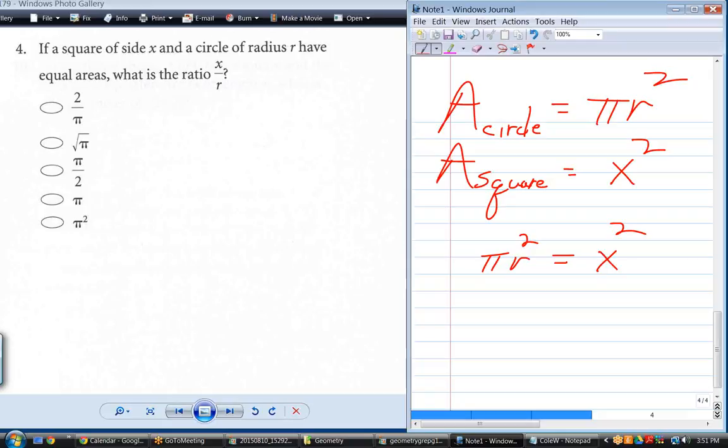Well, I want my final answer to be x over r equals something. Well, let's start out by dividing both sides by r squared. So now I get pi equals x squared over r squared. And now if I take the square root of both sides, I'll have x over r on the right side, and I'll have my answer on the left. So x over r equals the square root of pi.